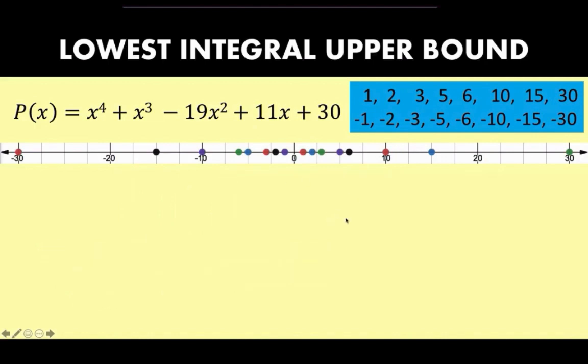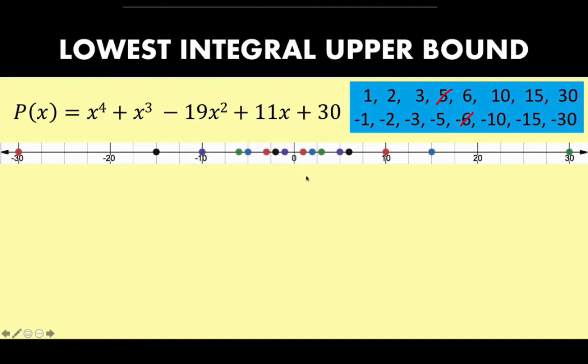Let's search now for the upper bound. It's not good to test 30. If we found 30 to be an upper bound, 30 is really at the right side. But if we can find, let's say, positive 5, and if 5 is an upper bound, then we can eliminate 6, 10, 15, and 30 for the possible roots of the function. Also for the lower bound, if we can identify a lower bound, let's say negative 6 is indeed a lower bound, then we can eliminate negative 10, negative 15, and negative 30 for the possible candidates for the real roots. That's the function of identifying the bounds.